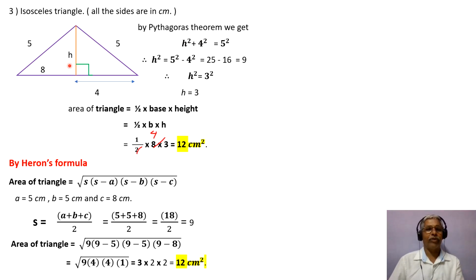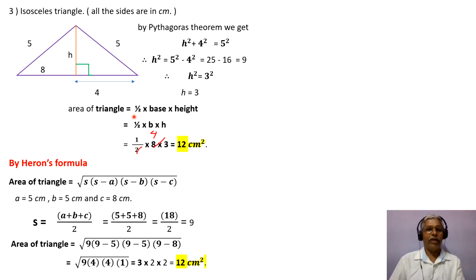By Pythagoras theorem, for this triangle, it is h square plus 4 square is equal to 5 square. It's given here. Therefore, h square equals 5 square minus 4 square, that equals 25 minus 16 equals 9. That is h square equal to 3 square. So h equals 3. So this is 3.